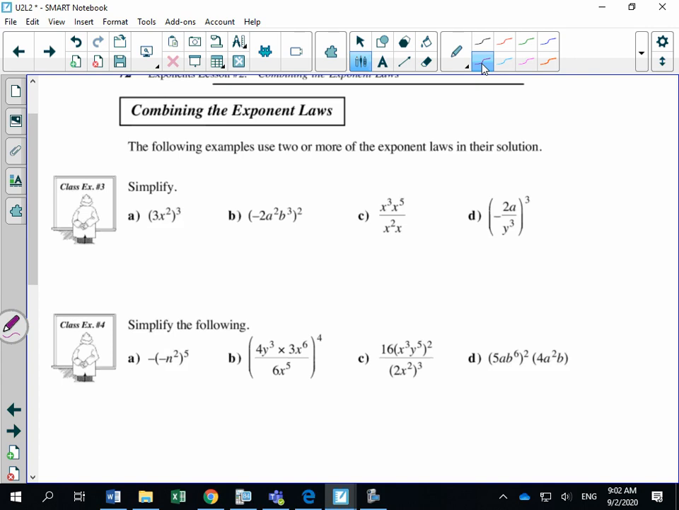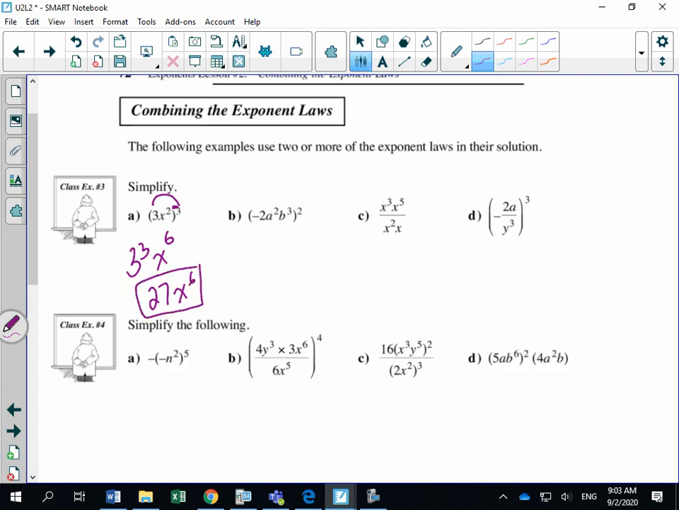Okay, so for 3A, we are doing the power of a power law. So that 3 is going to apply to the 3, and then here's the power of a power. So 3 to the power of 3 times x to the power of 6, because 2 times 3 is 6. 3 to the power of 3 is 27, x to the 6.